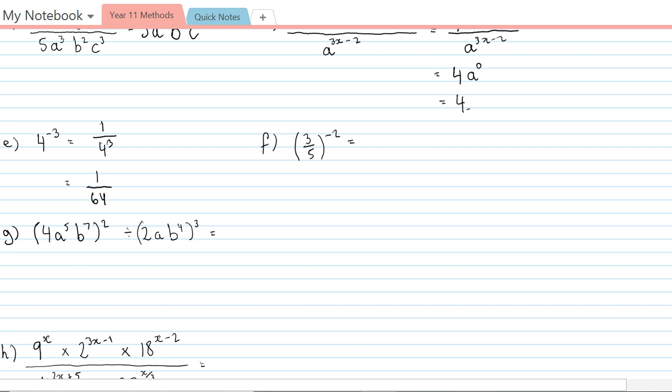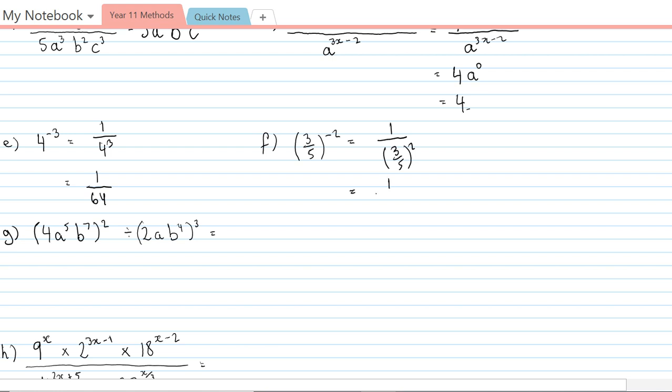Question F, 3/5 to the power of negative 2. This is the situation where we have two things inside the bracket. Each of them needs to be raised to the power of negative 2. I'm actually just going to change this to a positive index to begin with. So it's 1 divided by 3/5 to the power of positive 2.